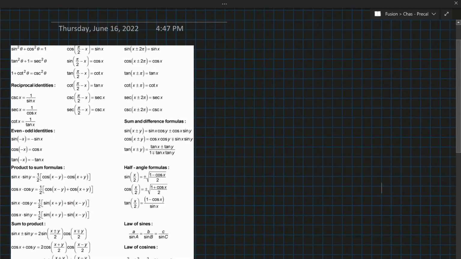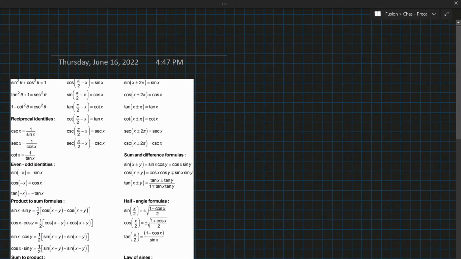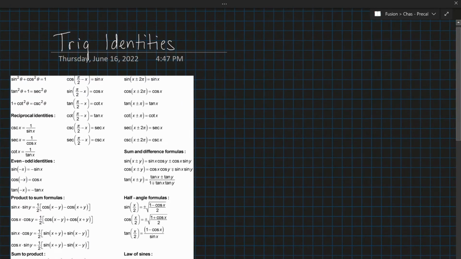All right, so what we are doing now is discussing trig identities. Some of the main ones here. We might not use all of them, but we're going to use them because they will help us simplify relations or equations that have maybe some complex trigonometric function combinations in them.